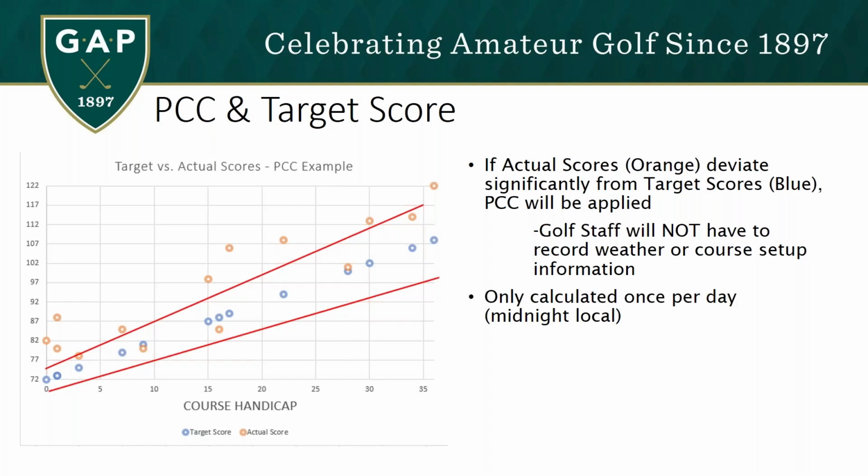So it is calculated only once per day, and that's at midnight local time. The reason for that one calculation is there's a lot of gray area that comes into play if you're doing multiple calculations in a day. So let's say the weather was good in the morning and at 1 o'clock it turned nasty. Where exactly would that cutoff point be if you were going to do 2 PCCs?